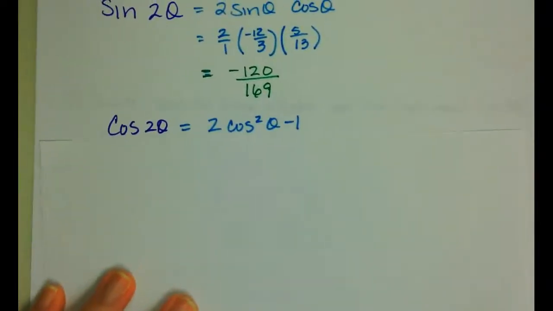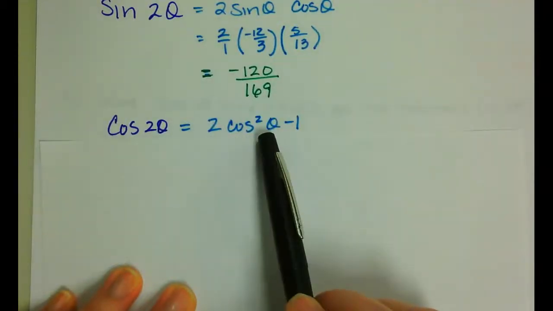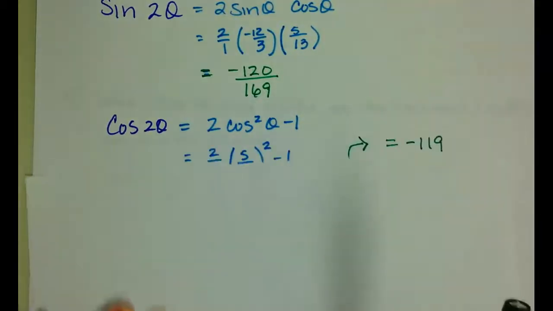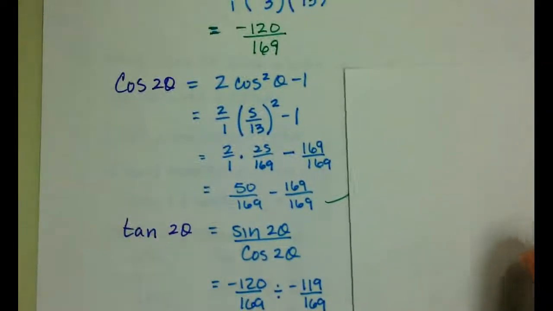So cosine of 2 theta, you got to kind of pick what you want to use. I used 2 cosine squared theta minus 1 because that had the least amount of substitutions that I was going to make, and I'm already working in cosine, so it made sense to use the cosine version. So I'm going to go to my triangle and get cosine of theta. I'm going to square it, multiply it by 2, and then subtract 1. So that problem looks something like this.